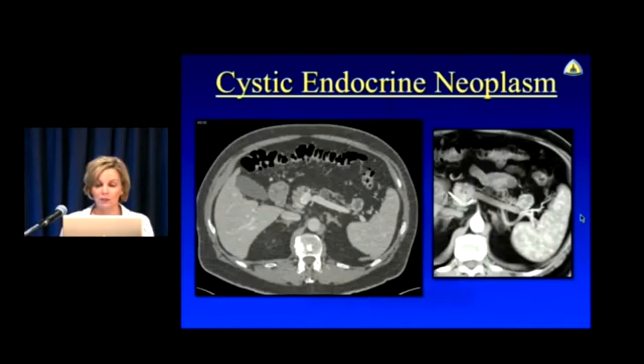And here's a little one in the tail. Okay, it's small. There's no ductal obstruction. There's definitely some complexity, especially of the wall. You have the thickening of the wall, the enhancement, and some internal solid components. And again, this was a cystic endocrine neoplasm.